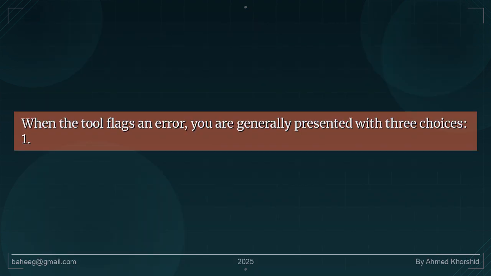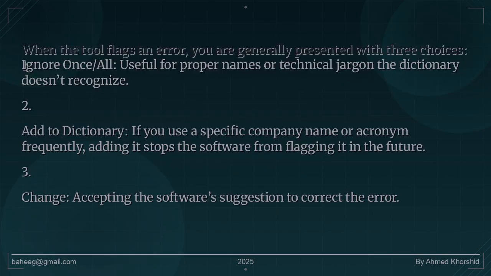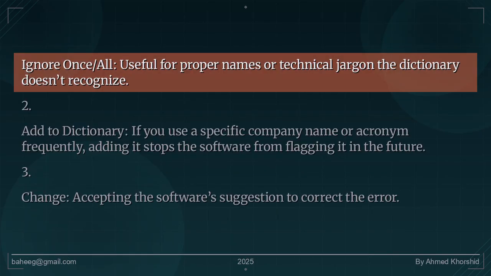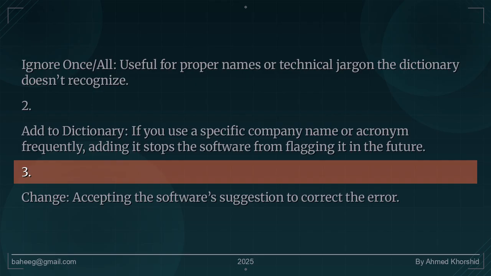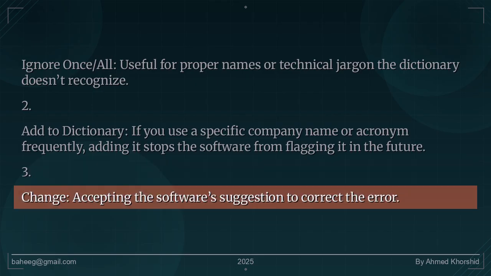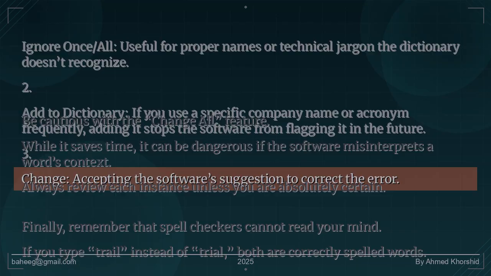When the tool flags an error, you are generally presented with three choices. 1. Ignore Once or Ignore All, useful for proper names or technical jargon the dictionary doesn't recognize. 2. Add to Dictionary. If you use a specific company name or acronym frequently, adding it stops the software from flagging it in the future. 3. Change, accepting the software's suggestion to correct the error.